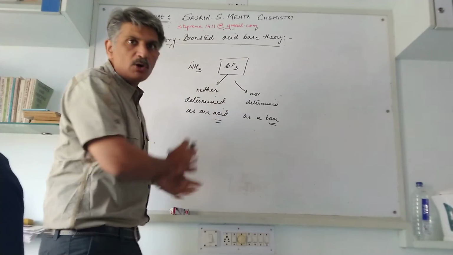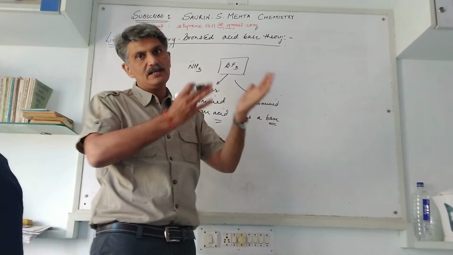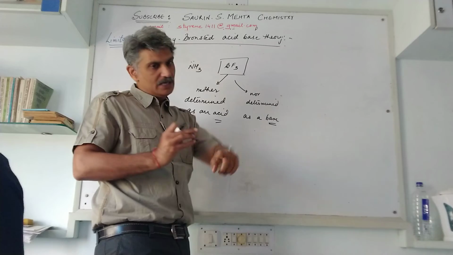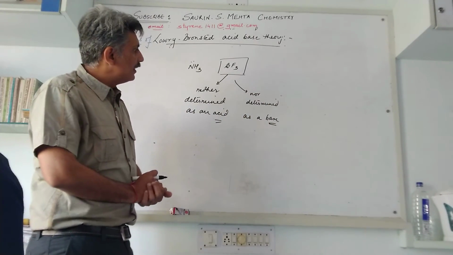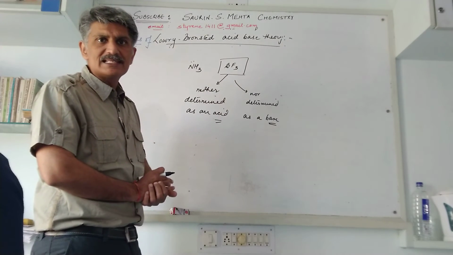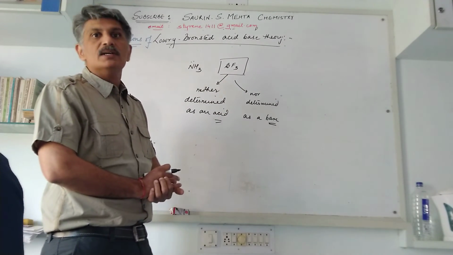So that is all about Lowry-Bronsted theory with respect to the principle and its application and limitations, everything in the 3 episodes. You can go through every episode and prepare well till then, and we will see you in the next episode with respect to the Lewis acid-base theory.